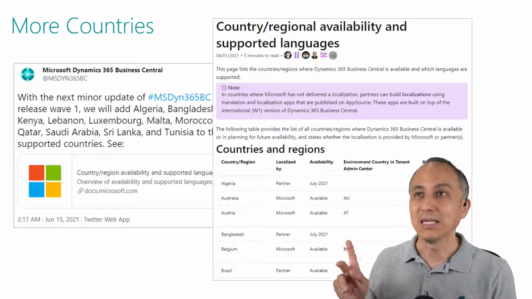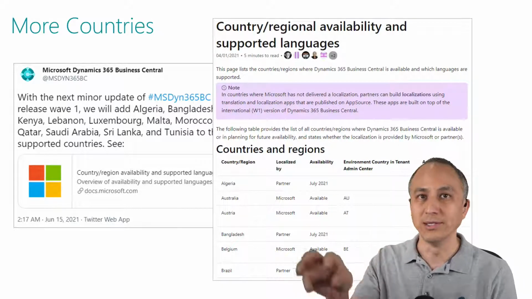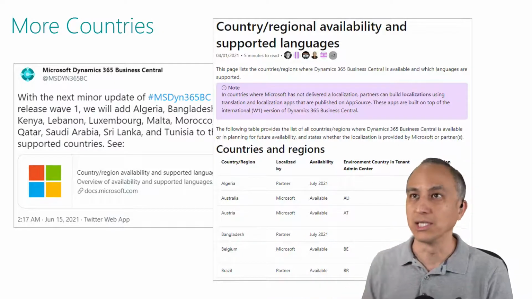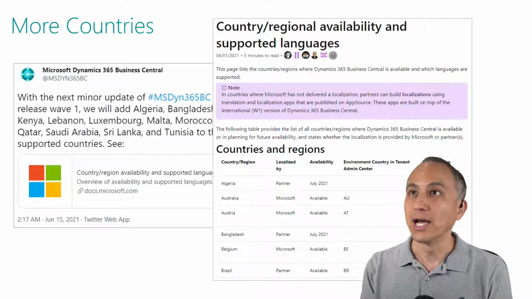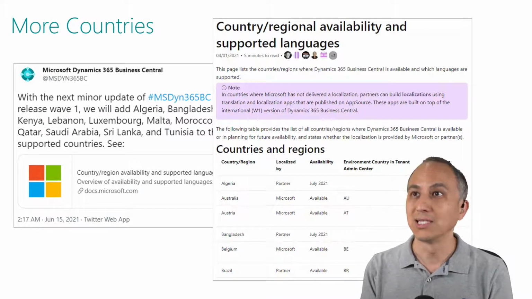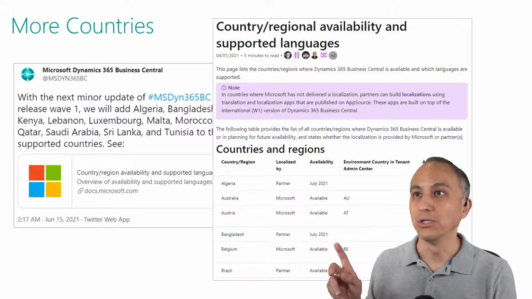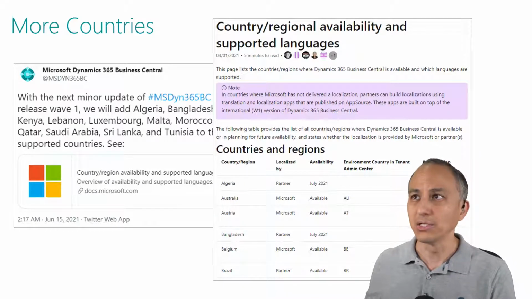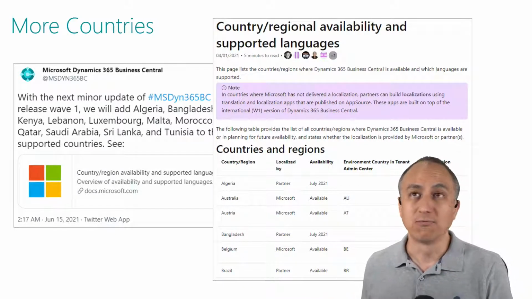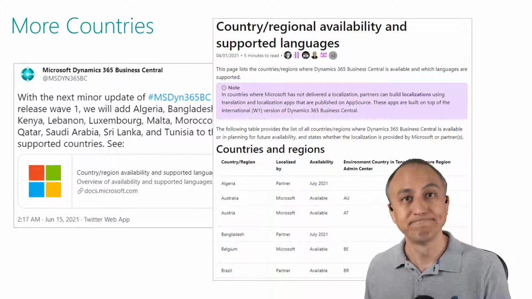So I think this allows them to offer it in those countries, and I don't know what geographical Azure region it's hosted in, but it will be based on the international W1 version of Business Central, and they have partner localization. You see there Algeria and Bangladesh and Brazil, etc. So pretty cool. I mean, it's really amazing to see that. Yeah, it's really nice. So it's taking over the world.